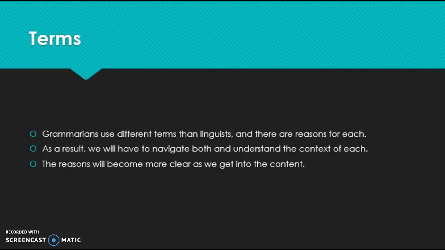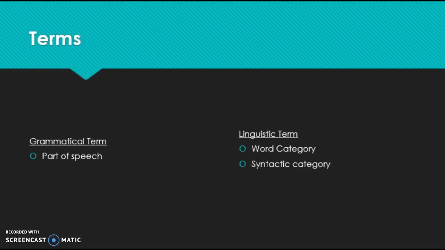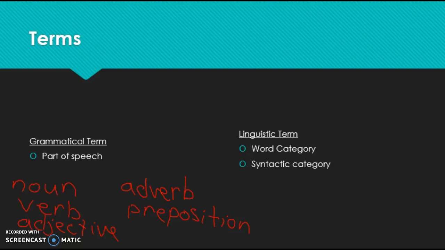I just want to have a quick word that sometimes linguists use different terms than grammar books, and there are reasons for that. As a result, as both teachers and linguists in this course, we're going to have to navigate both and understand the context of why each would be used. This will become more clear as we continue. An example of this is part of speech. You'll see this a lot in grammar books, and linguists might use word category or syntactic category. The examples are noun, verb, adjective, adverb, things like that.